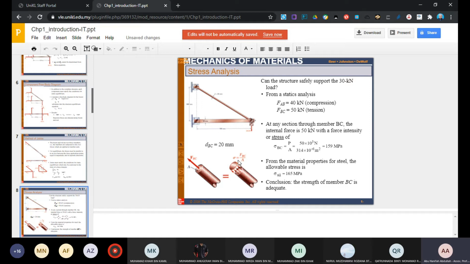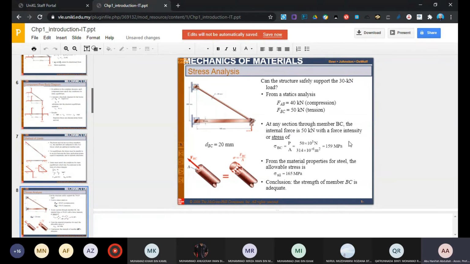If this member is round, and it is 50 millimeter in diameter, you need to calculate the stress in the member by just dividing the force over the cross-sectional area. The force we have determined earlier is 50 kN. The cross-sectional area is pi r squared because it's round, which gives 314 × 10⁻⁶ m². As we divide 50 kN over 314 × 10⁻⁶ m², you end up with a stress of 159 MPa. That is 159 × 10⁶ N/m². So 10 to the 6 is mega, and N/m² is Pascal.